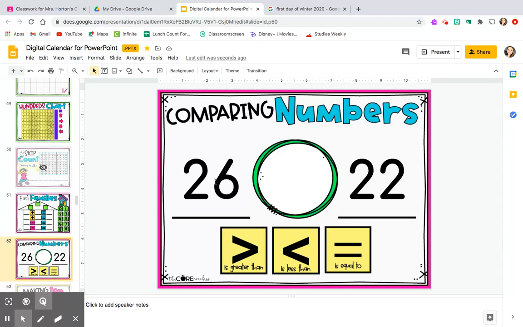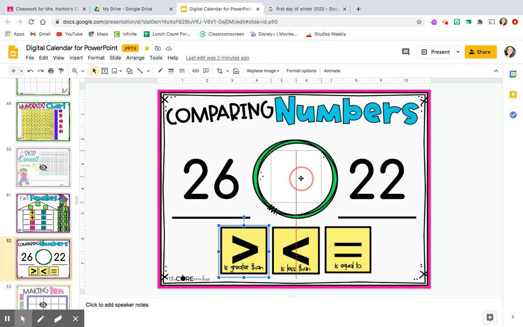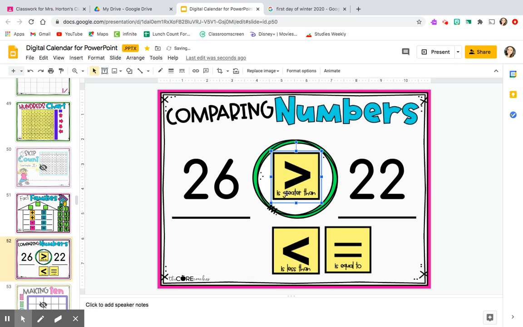All right, comparing our numbers. Okay, so we're comparing the number 26 and 22. So 26 and 22, which number is bigger? The number 26 is bigger. So 26 is greater than 22. My greater than sign has the arrow pointing toward the right.